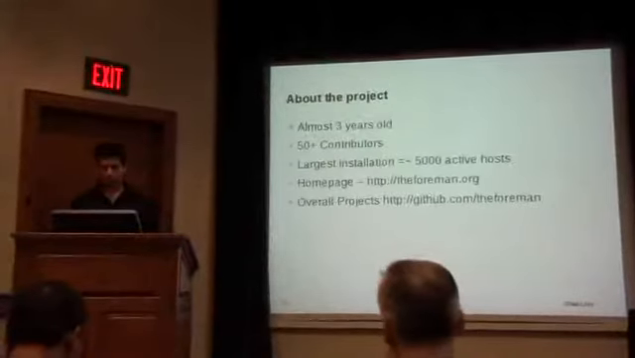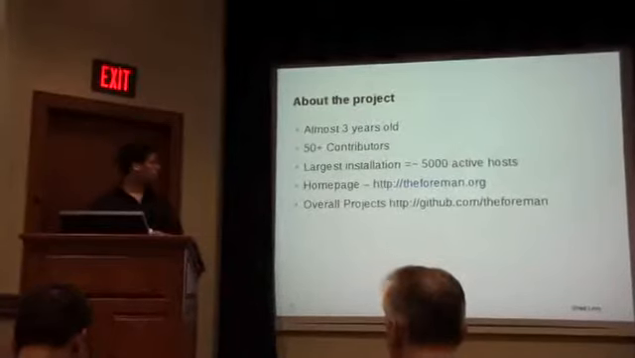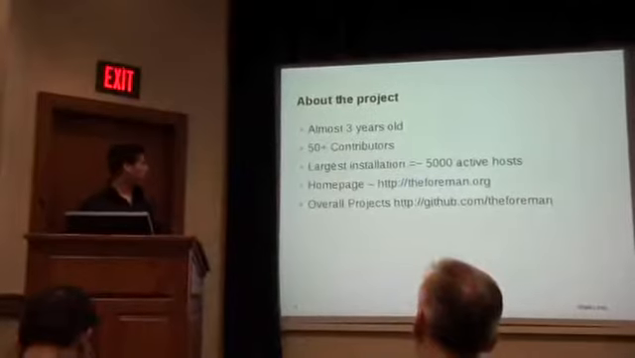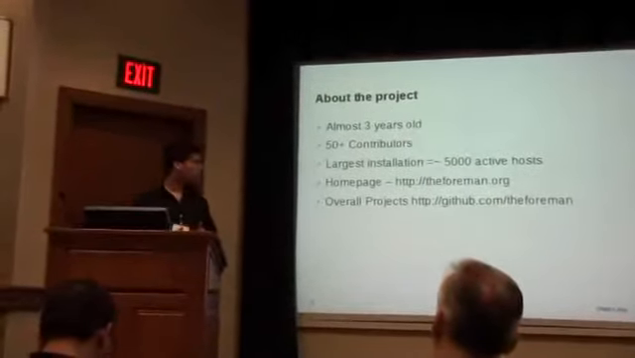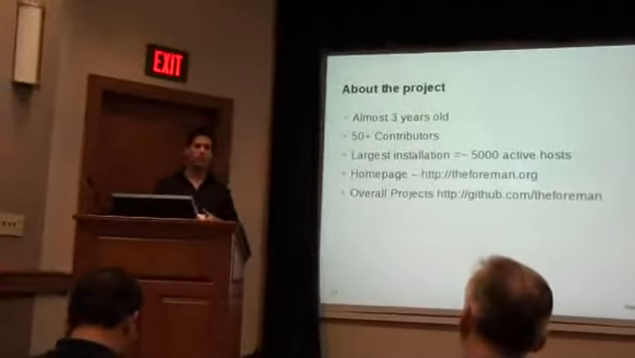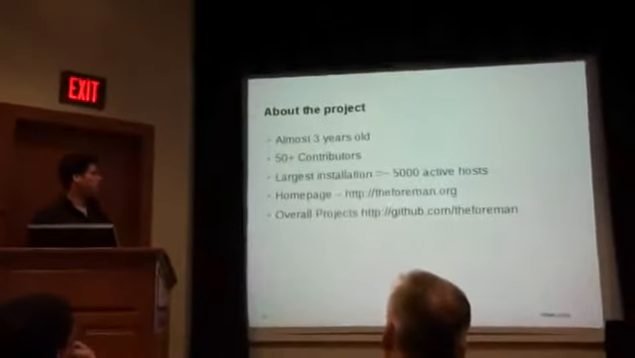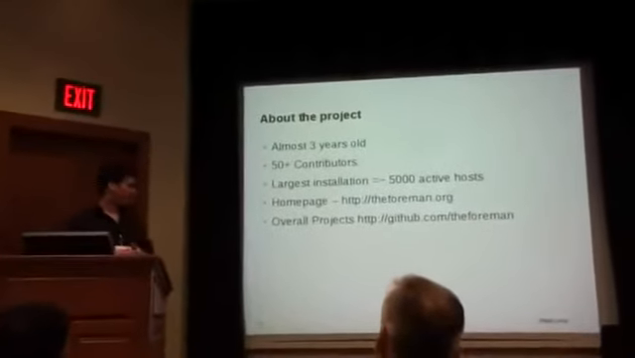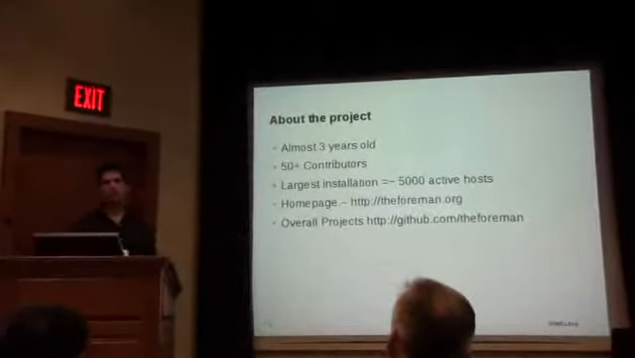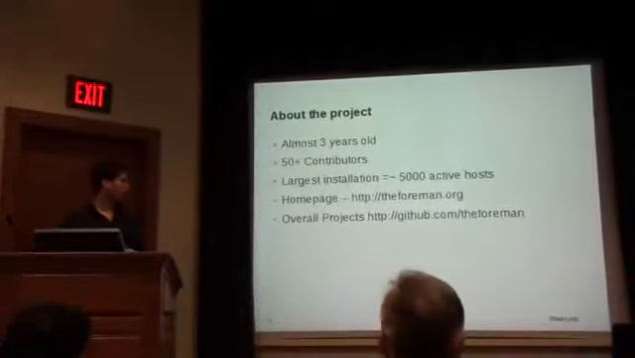Right. So, about the project a bit. It will be three years this summer since I started it, and since then we got about 50 contributors. As far as I know, and in the open source business, it's really hard to know how many users you got. I heard about 5,000 installations, 5,000 active hosts. Overall, Foreman moved from a single project to a collection of multiple projects these days. They're all under this GitHub organization page.